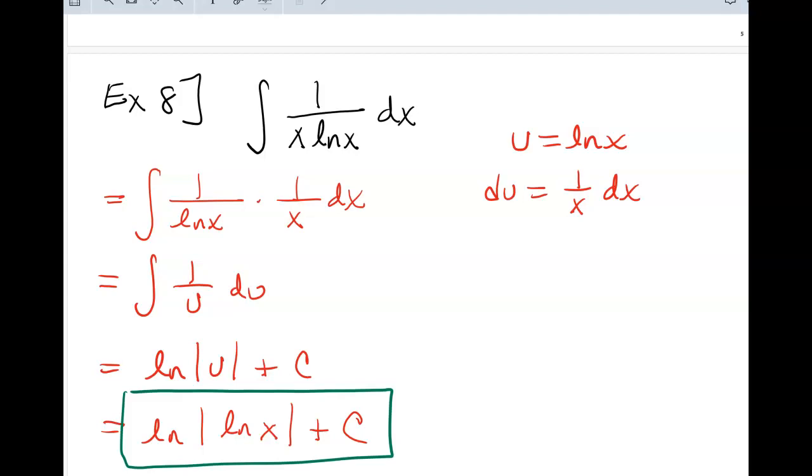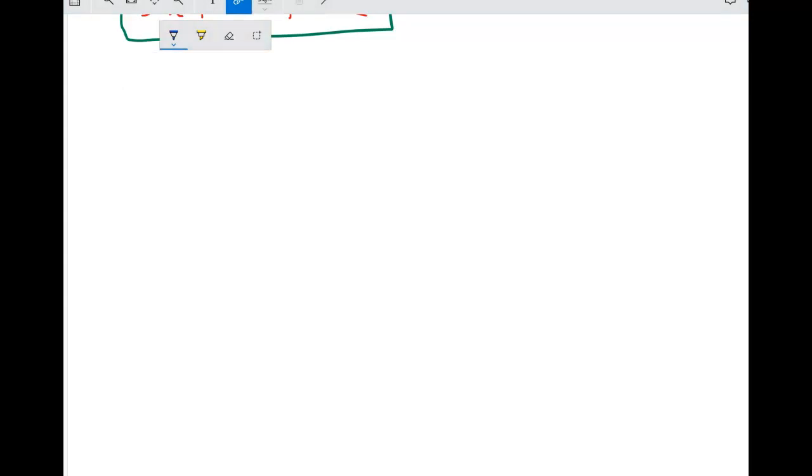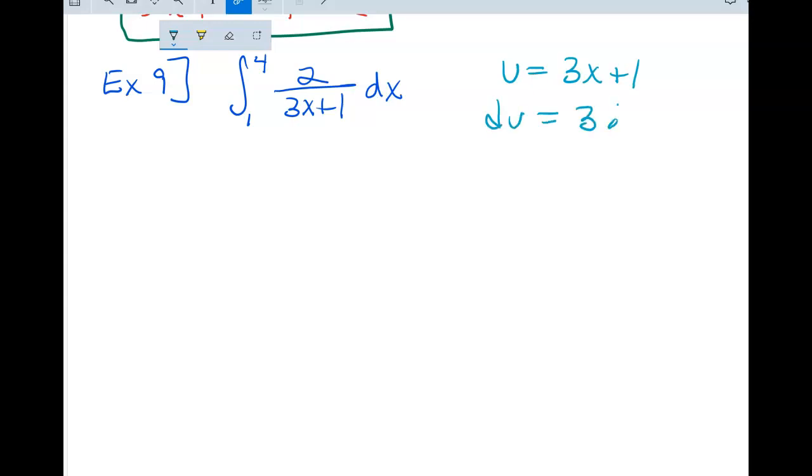All right, we're going to do one more quick one, and this one will be a definite integral. So in a definite integral, when we change our variable, we're also going to change our limits of integration. So the integral from 1 to 4 of 2 over 3x plus 1, we can let u equal 3x plus 1, and du is 3 times dx.